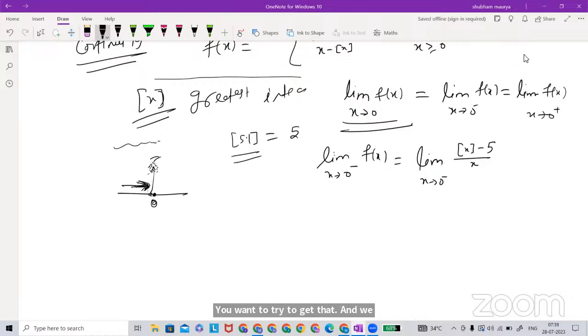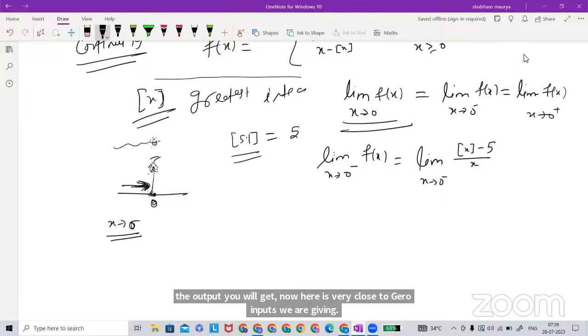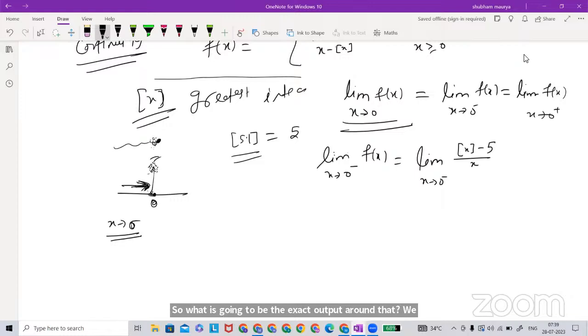We are trying to reach very close to 0. Talking about x tending to 0 from the negative side means very, very close to 0. Can we get a number that is called the limit? Can we get a number as output such that the outputs are also very close to it? Can we get a fixed number here? What is that output? That's the meaning of left limit.